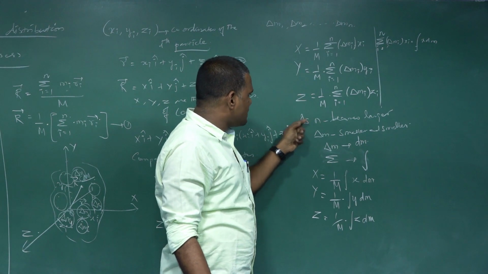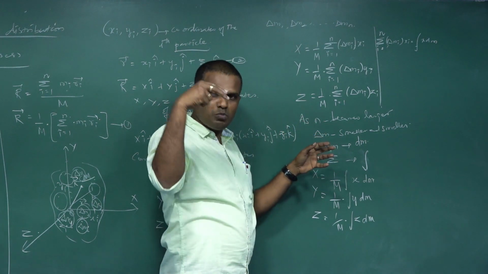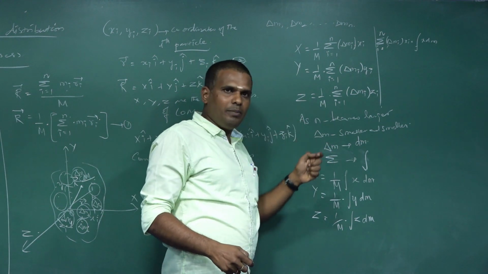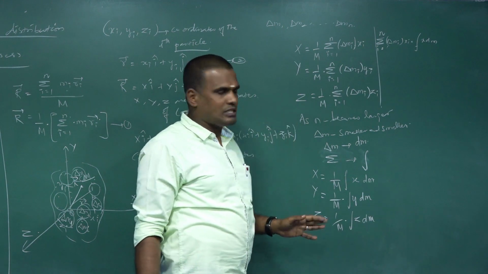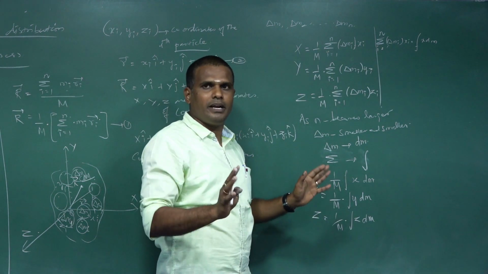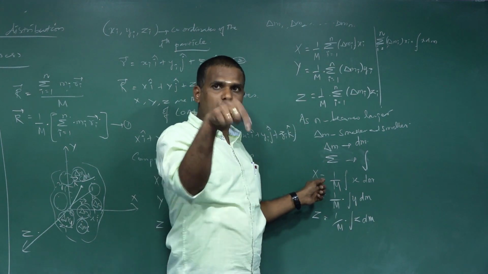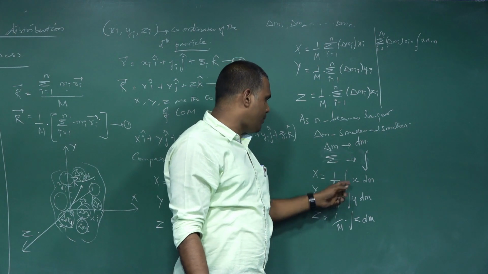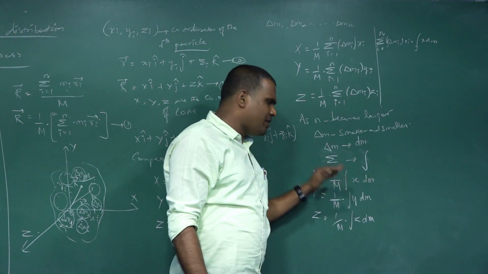Then, I just made an approximation. As the number of particles becomes larger and delta m becomes smaller and smaller, as the element becomes infinitesimally small, summation gets transformed to integration. So I am expressing the same thing in 3 different ways. That's the meaning. For an infinitesimally small element, x equals 1 by M into integral x dm. You can say integral of x dm divided by capital M.